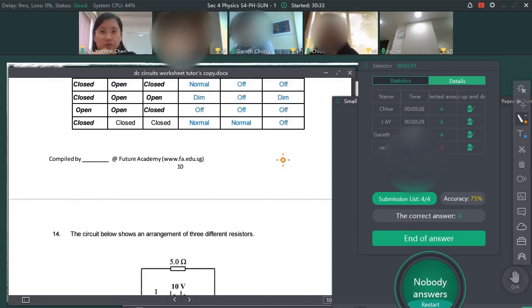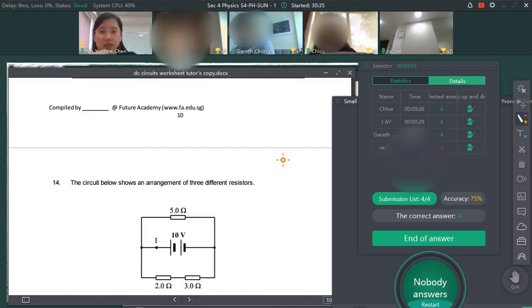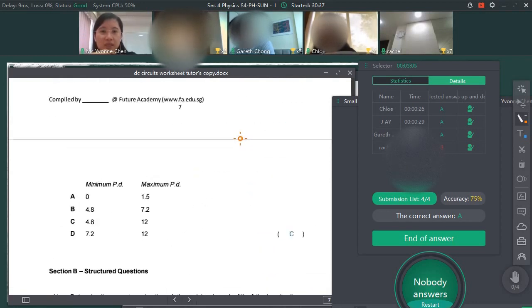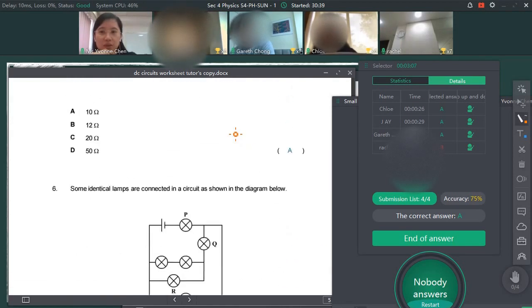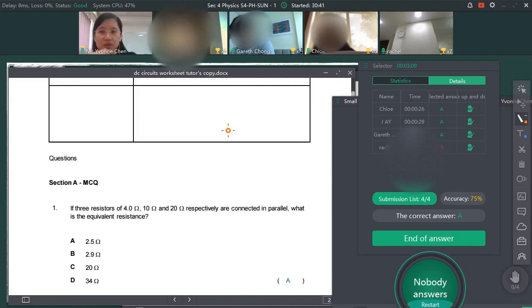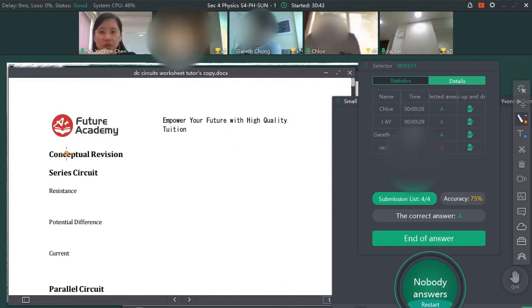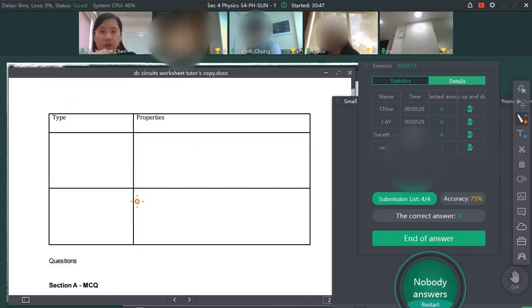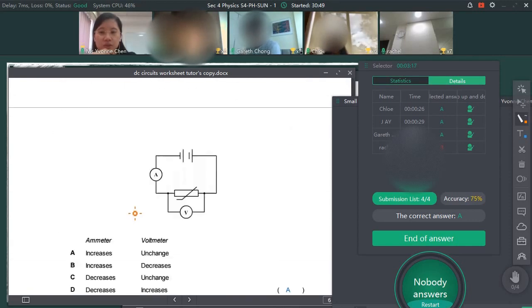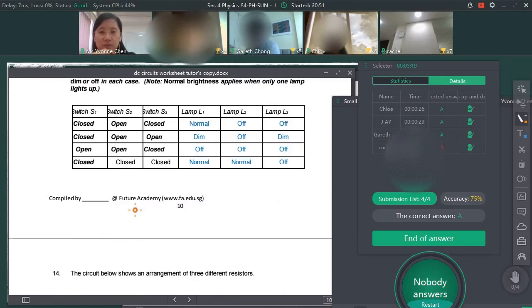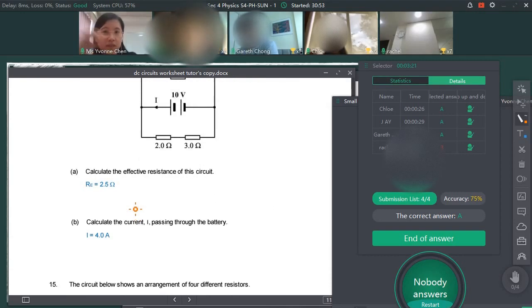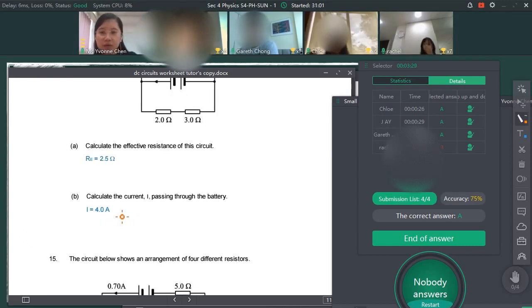Have we finished question 14? This is the worksheet on DC circuit that we did last week. We stopped at question 14, right? Yes, I think so. Okay, then we look at question 15.